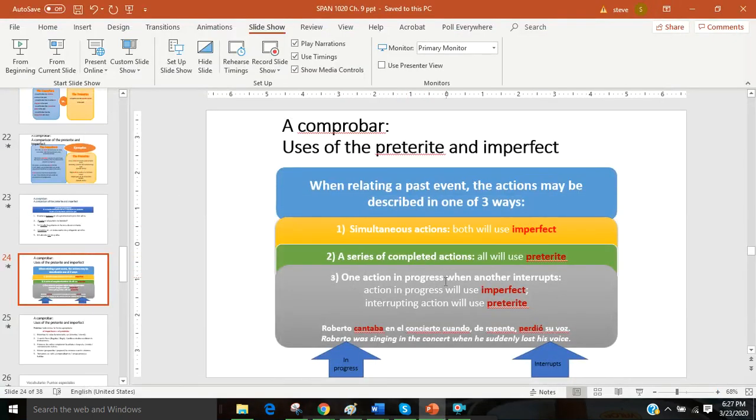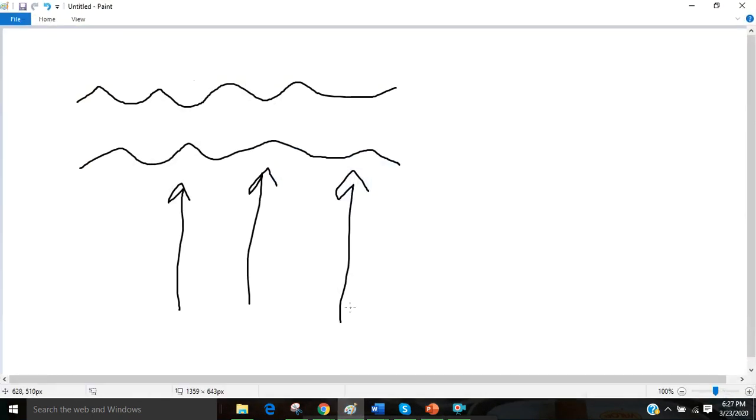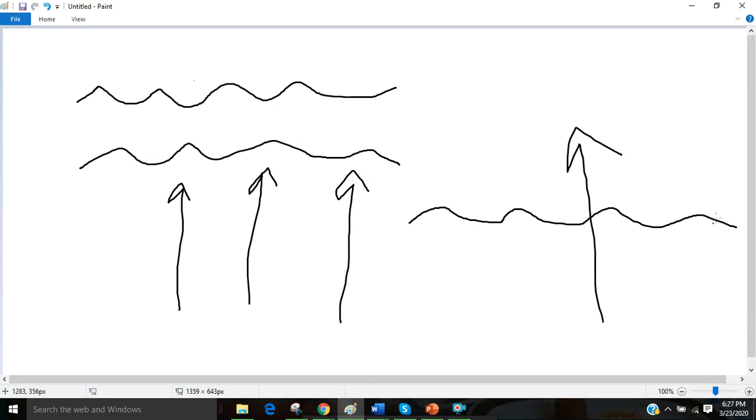An action in progress while another interrupts can be seen as this. You've got your action in progress, interrupting action. Imperfect, preterite. Por ejemplo, yo trabajaba en casa cuando sonó mi teléfono, por ejemplo. I was working at home when my telephone rang.